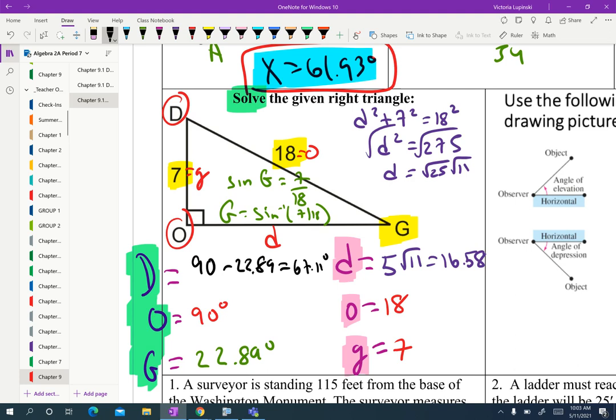So again, when you see solve the right triangle, it means find all the missing sides and all the missing angles. When you're done, a quick way to check that you've done this correctly is that the largest angle should always be across from the longest side. The smallest angle should always be across from the smallest side, and the middle should always be across from the middle. So just a very easy way for you to check.